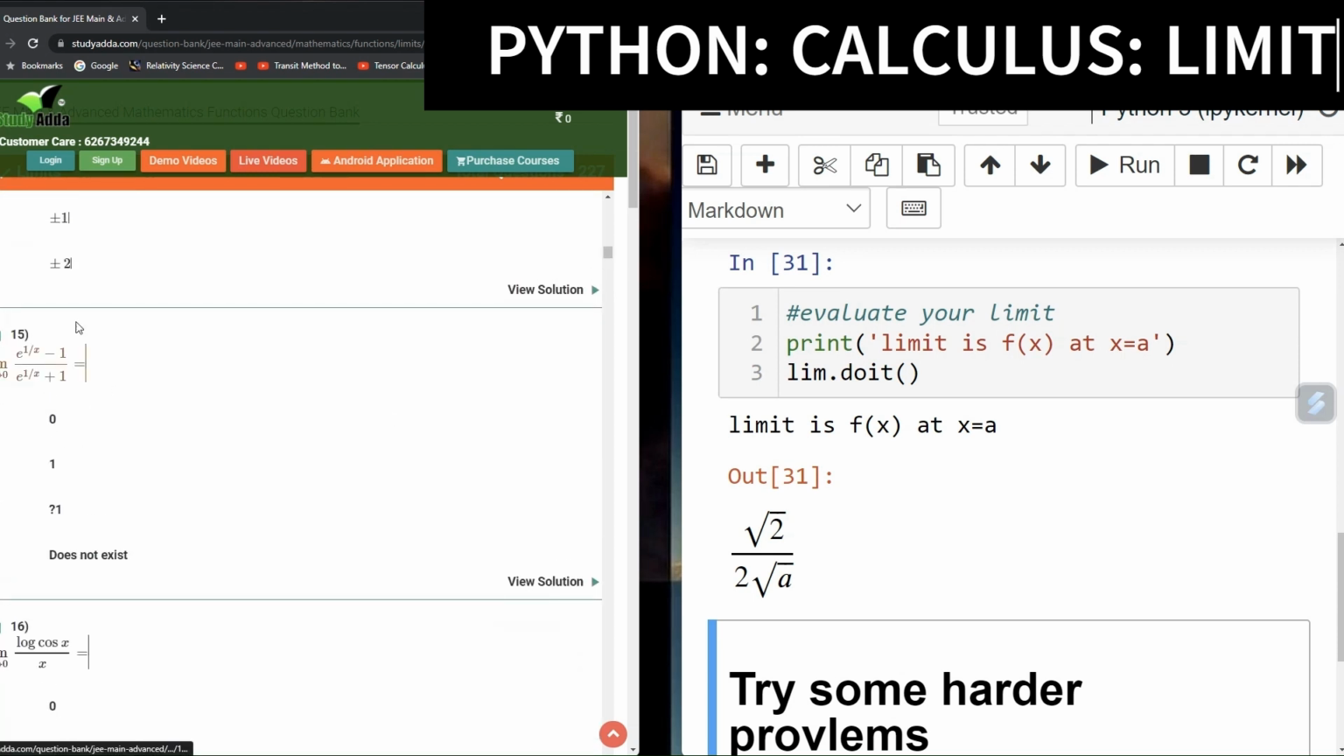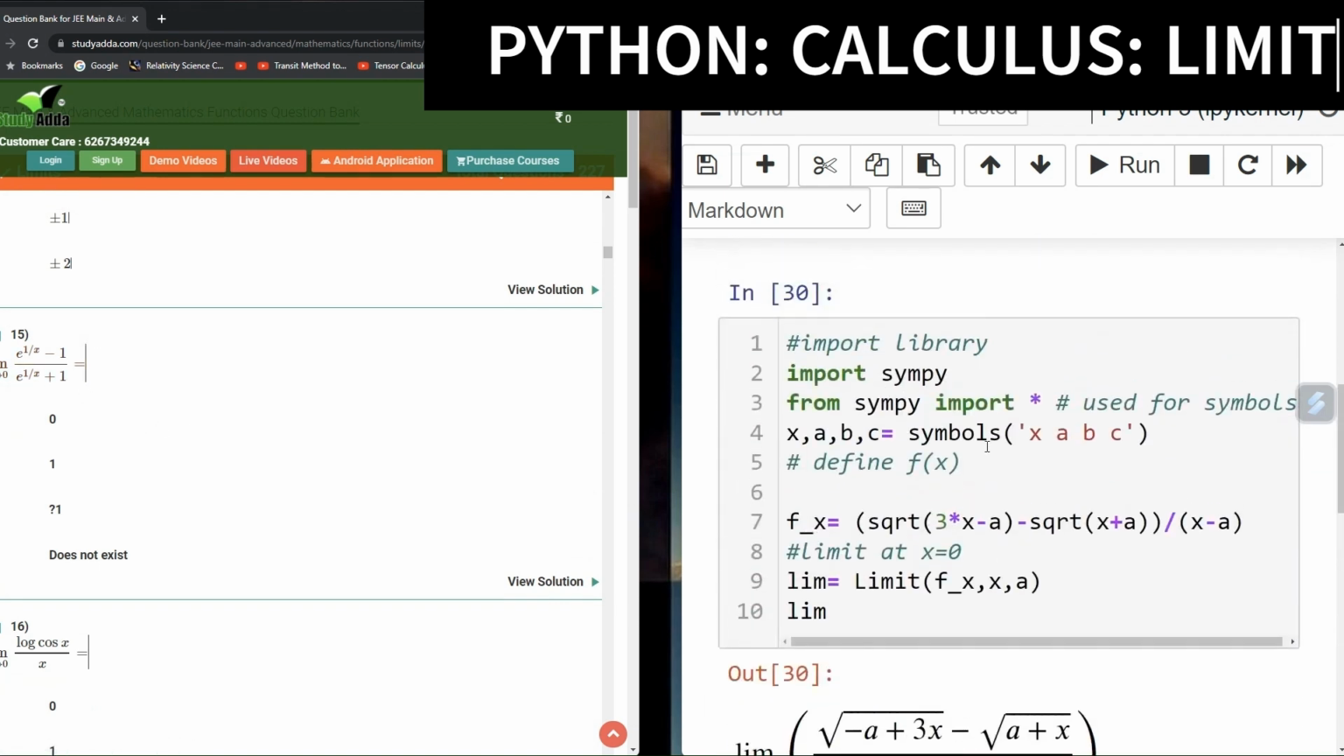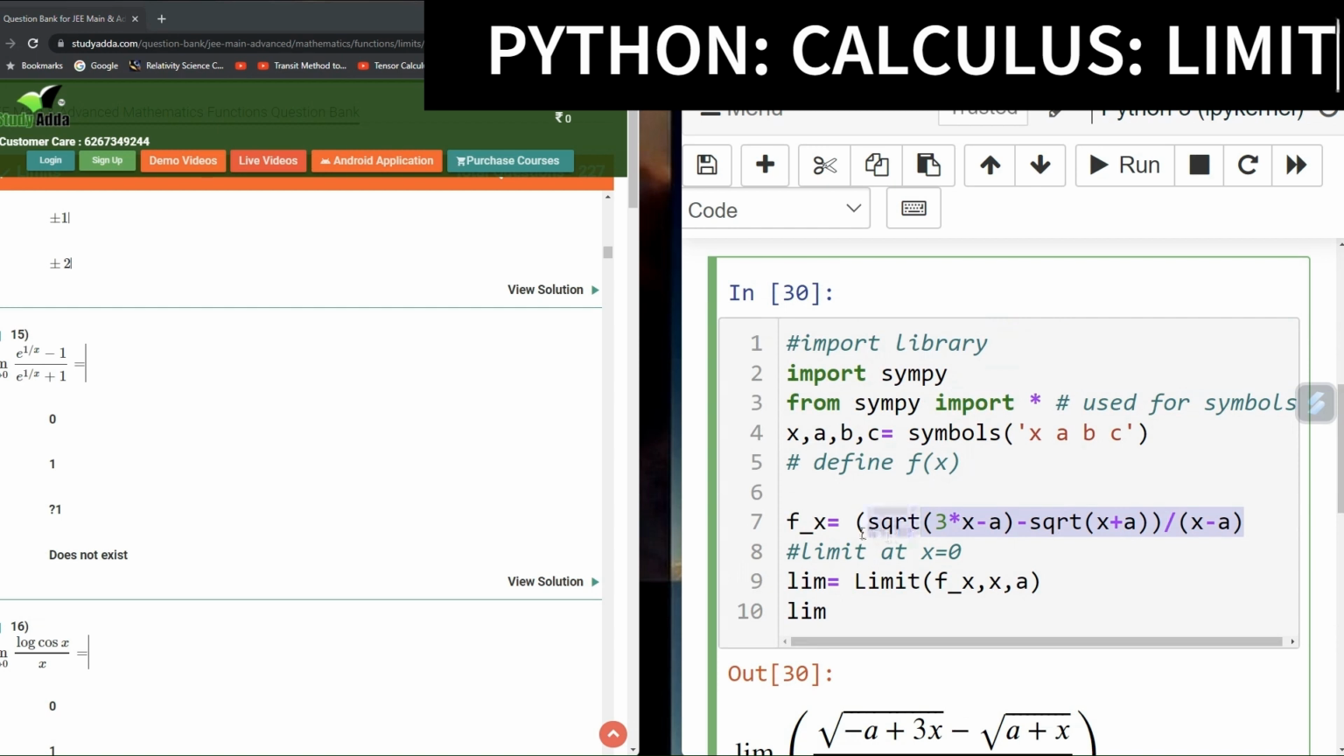Now you can try this one, exponential. So for that, change your expression and go to exponential of 1 by x, then minus 1, close it, then divide it, and then same, you will just copy it. Just type exponential x and then plus 1, and we have to evaluate at x equal to 0.